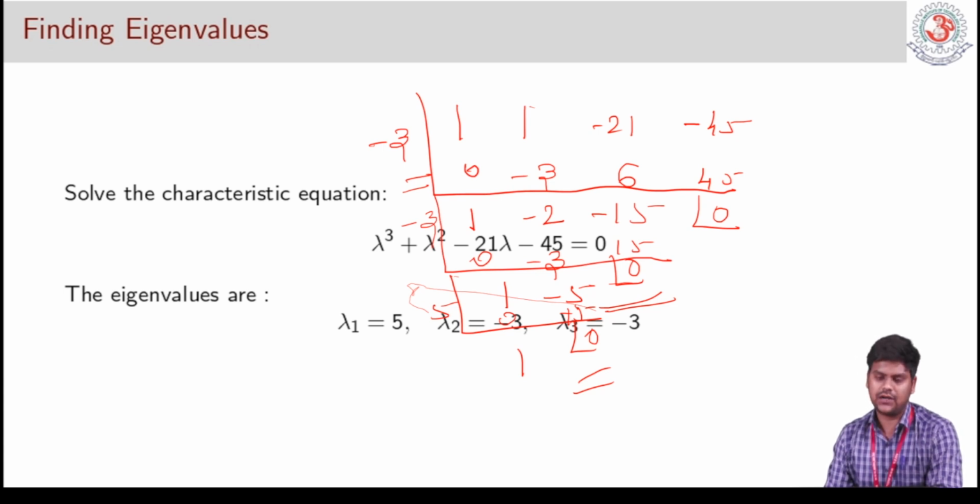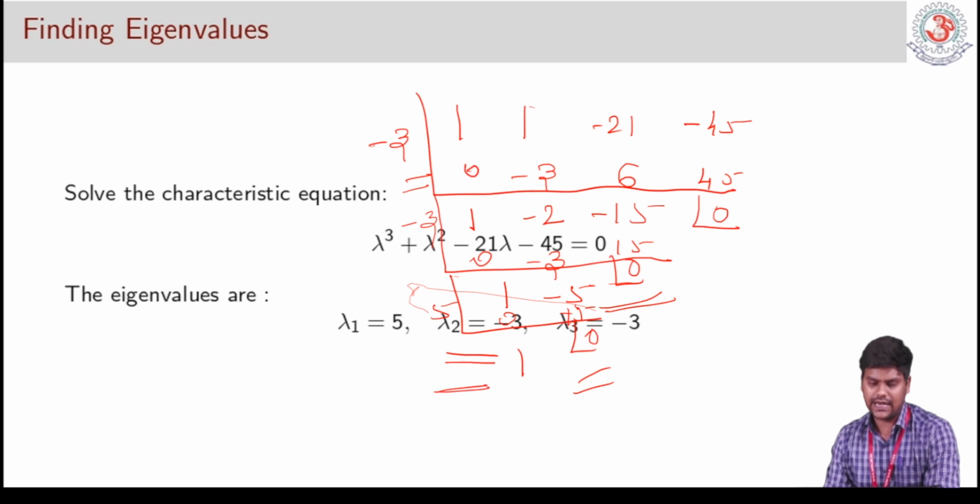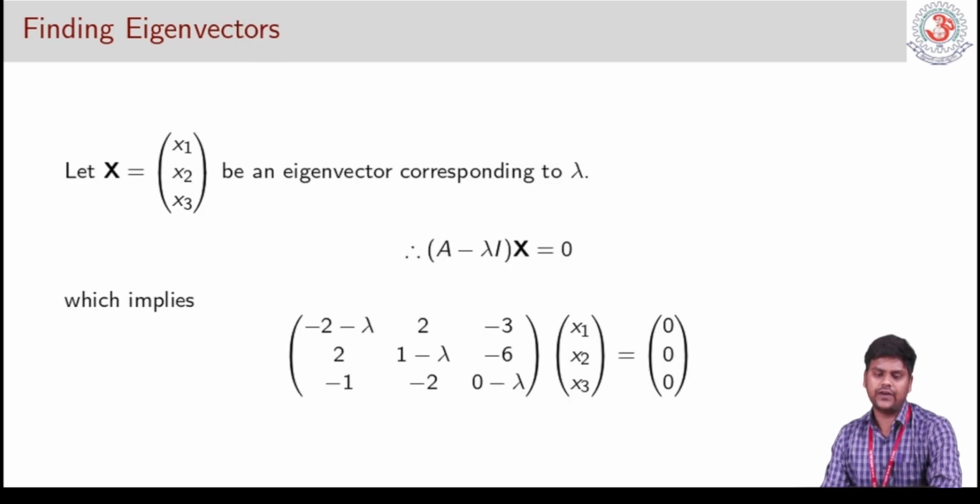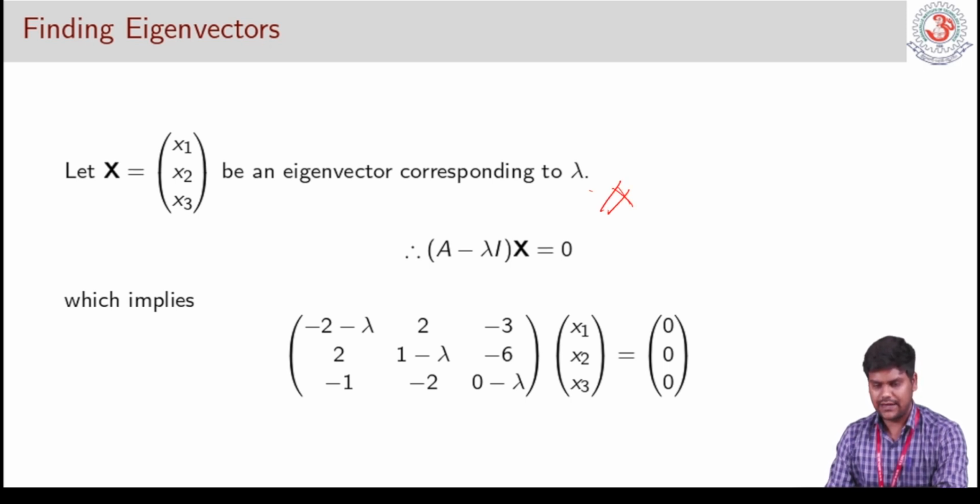So the eigenvalues for that matrix are lambda equal to 5, minus 3, minus 3. That means we are getting minus 3 two times, so two eigenvalues are equal. Now we are going to find the eigenvectors for these eigenvalues. Before that, let x be any column vector that is an eigenvector corresponding to lambda. By the definition, A minus lambda I into x equals 0.